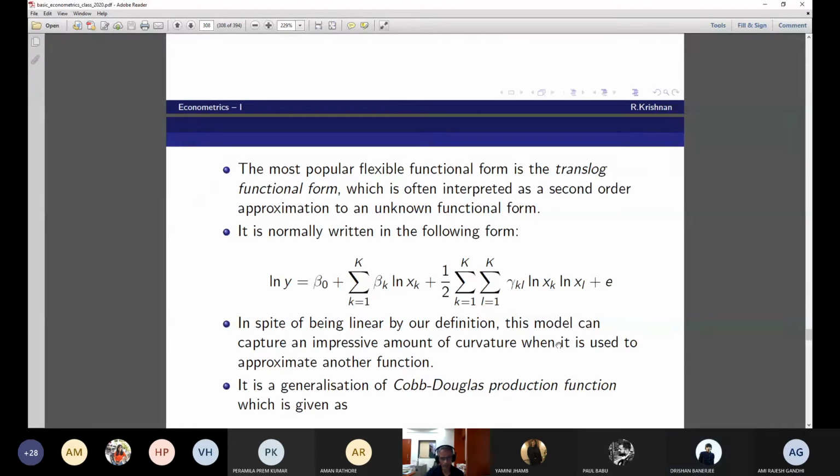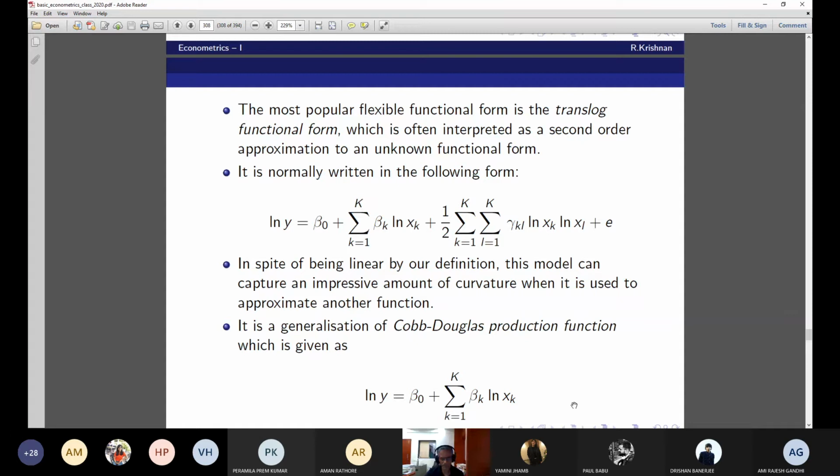Okay. So it is a generalization of the Cobb-Douglas production function, which is given as follows. Now you tell me, answer me, which is nested? Is the Cobb-Douglas function nested within the translog functional form? Gandhi, you had the same problem. You have some questions on this. Is Cobb-Douglas nested within the translog? Yes, sir. You can clearly see it, right?